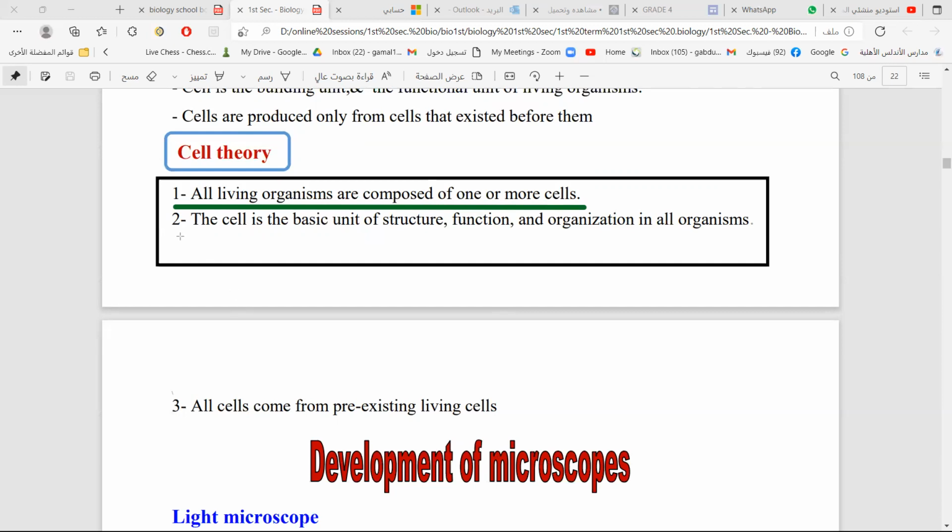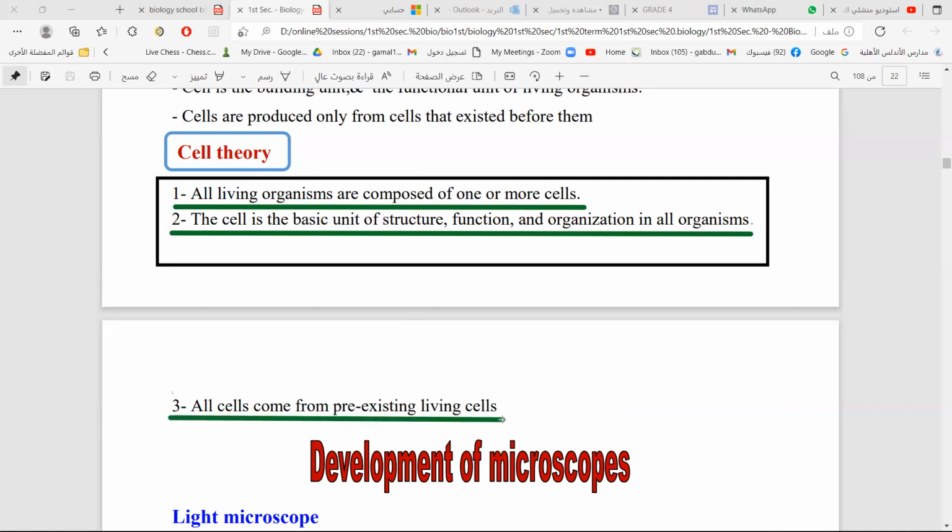And basic number two, the cell is a basic unit and function unit also of all living organisms. The cell is not only the building unit, but also the function unit. The meaning of function unit is that all biological functions occur in the cell: respiration, reproduction, growth, excretion, and so on. These biological processes for life occur in the cell.